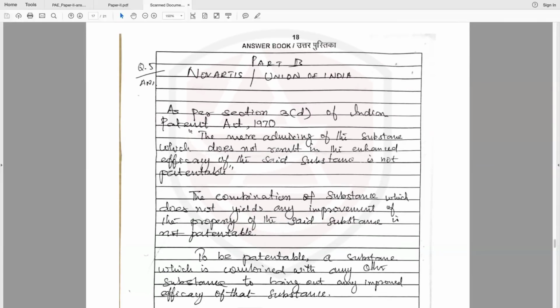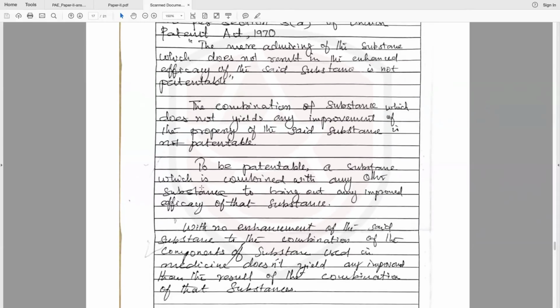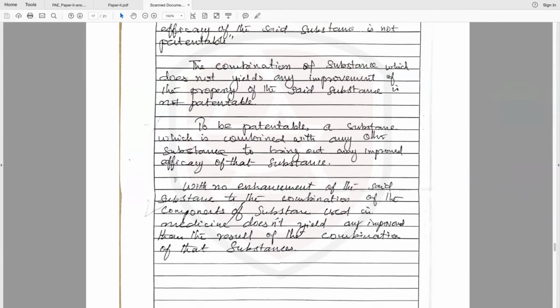So here you don't have to mention the section because the question already carries the section name. All they are expecting is what exactly efficacy means. So here he goes on to explain about the mere admixing of the substance which does not result in enhanced efficacy of the substance, so said substance is not patentable. If I recall, this is not section 3D. So he jumps to section 3E, and the combination of substances which does not yield any improvement in the property of said substance is not patentable.